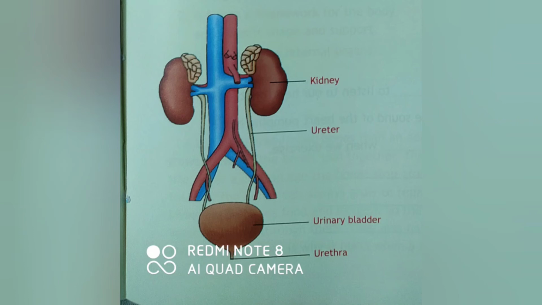So when the urinary bladder becomes full, we feel the urgency or urge to pass urine, and the urine leaves the body through an opening which is called the urethra. So you can see in this picture, at the end of the urinary bladder there is an opening which is called the urethra, through which the urine leaves the body.